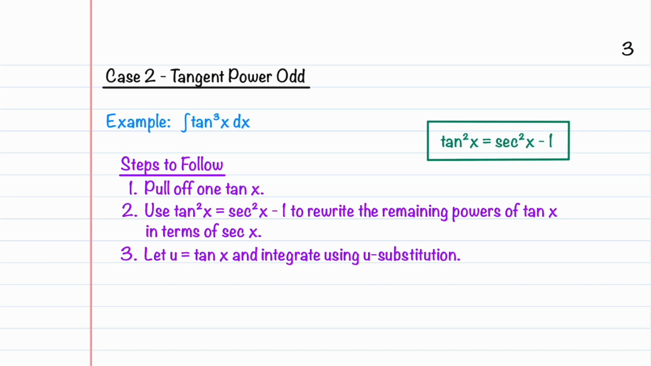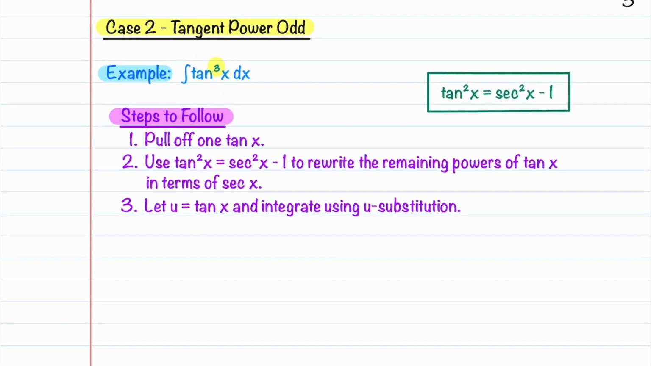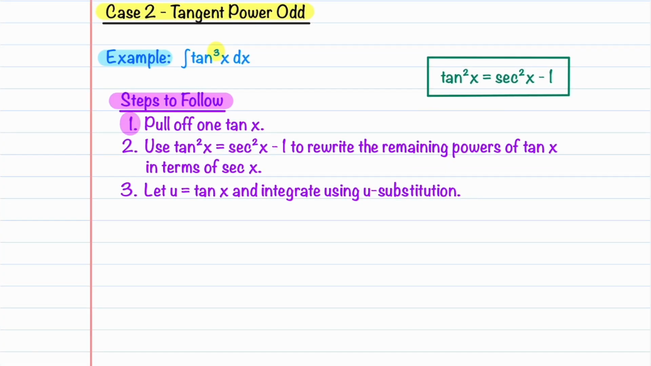The second case that we're going to look at is when we're integrating an odd power of tangent. The example that we'll walk through is tangent cubed x, and notice that 3 is odd. I've written down steps that we can follow, and we'll walk through these one by one as we work through our example. Our first step is to pull off tangent x, just one of them. Let's do that.